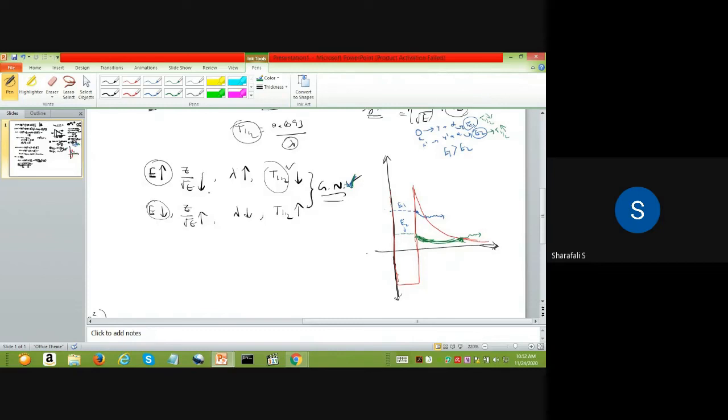When you have higher energy of the alpha particle coming out, you will have smaller half-life of that reaction. And if you have smaller energy, you will have higher half-life for that particular alpha decay process. Okay, so that's all about the alpha decay process. Now we will move to the beta decay process.